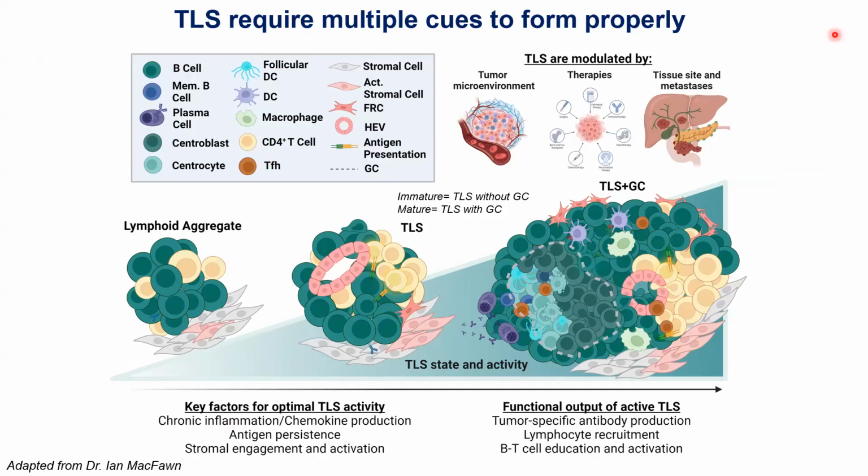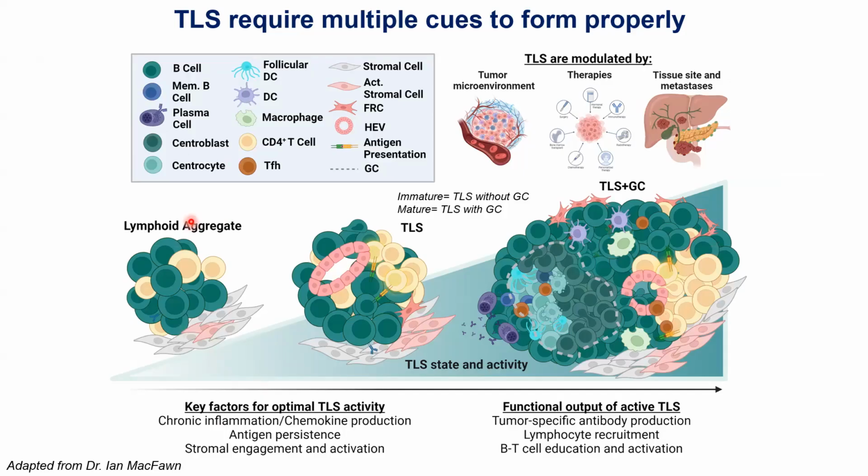The other complication is that TLS can be modulated by multiple things: tumor microenvironment, the initial site of the tumor microenvironment, like the lung versus the breast, whether it's a metastatic site, but also therapeutics. And I'll show a little snapshot of this today to kind of show you where we're going and what we're thinking about with this. The other complication is the state of the TLS.